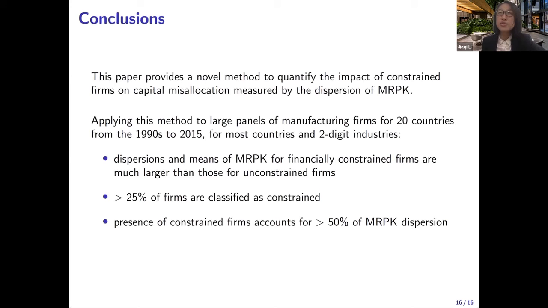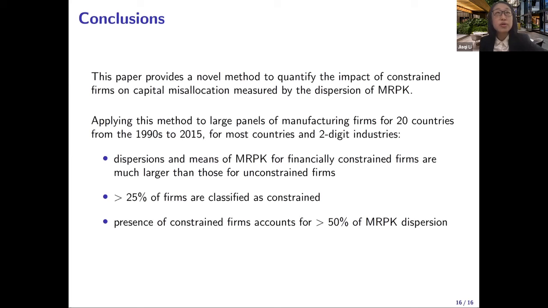So basically the literature has produced mixed results on the importance of financial frictions in explaining capital misallocation. There are papers that say financial frictions can be very important for explaining capital misallocation, but there are also papers saying financial frictions probably don't really matter that much. These papers differ in their data sets used and also their model assumptions.